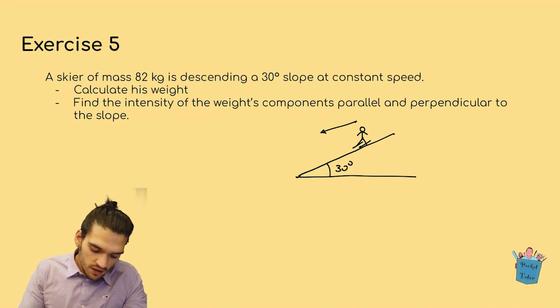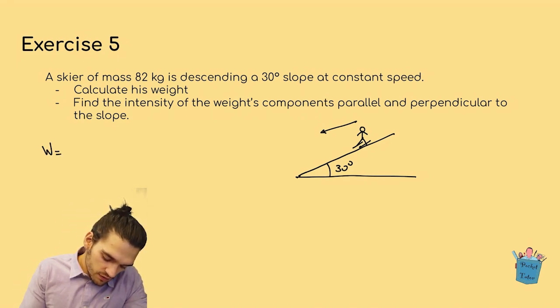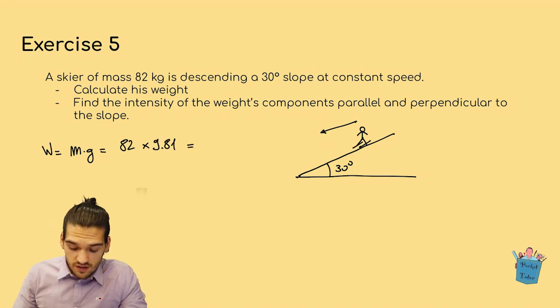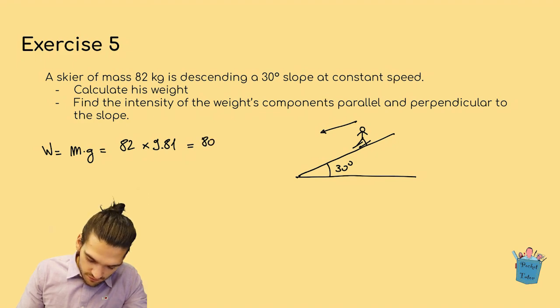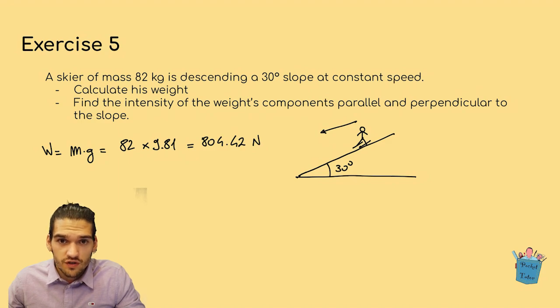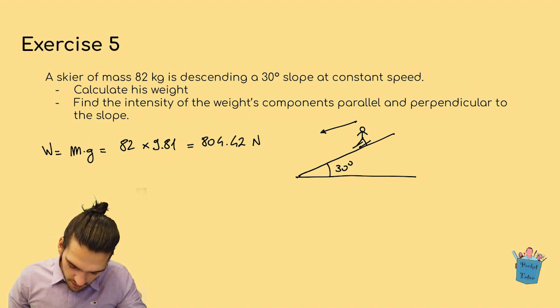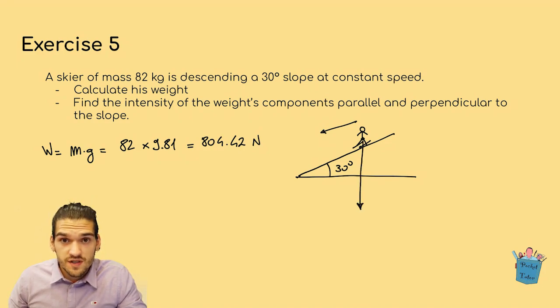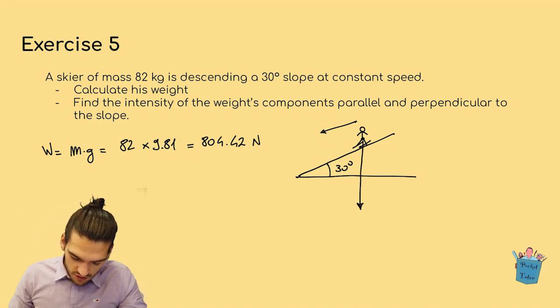Let's calculate its weight. Its weight is very easy. We already know how to compute it. We don't need the slope. W is equal to M times g, and therefore 82 kilograms times 9.81, which is equal to 804.42 newtons. Let's draw this force on the sketch. Now this is our body, our skier, and this is the direction of its weight. It's always towards the center of the earth. And this one is 804.42 newtons.